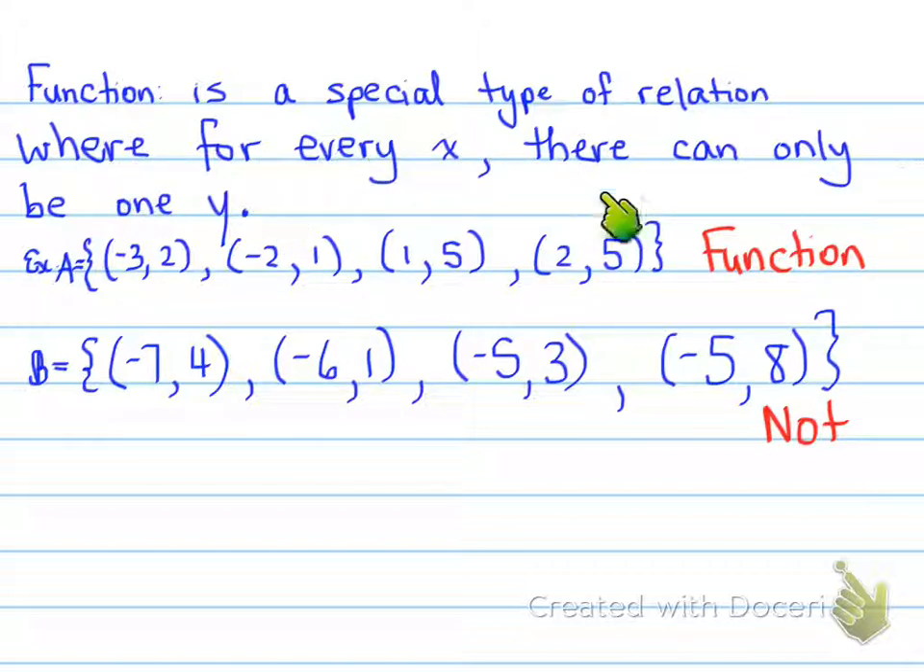For every x, there can only be one y. All of these x's are different. So we don't worry about their y's because the x's are different. In this case, we have two x's that are the same. So the definition says for every x, there can only be one y. Look at their y's. They have two different y's. So these two fail the definition. So that's how you define that it is not a function.